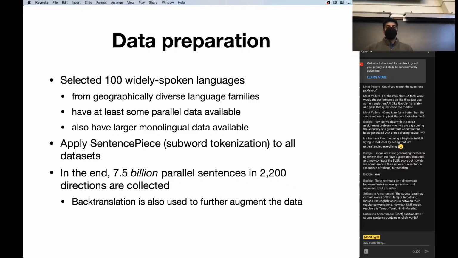What they did, the main source of their data, was taking existing bilingual data sets, like for example, English to French, English to German, all of these data sets that have been collected in the past, and just merging them into a single data set. So they take all of these parallel corpora, and in addition to that, they mine additional parallel data from just the web.